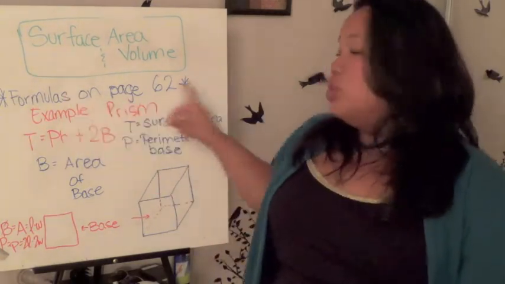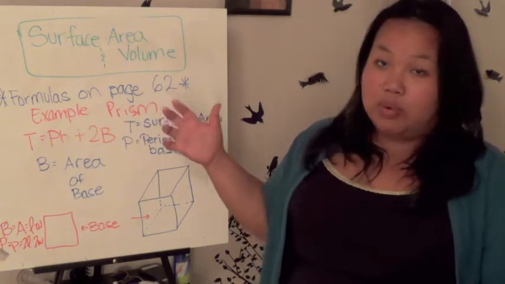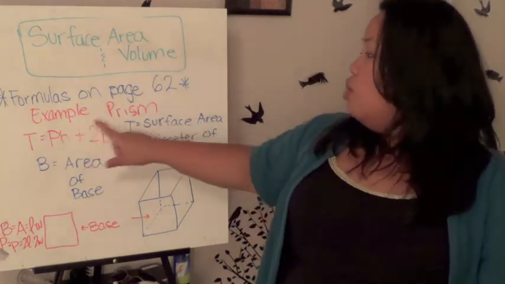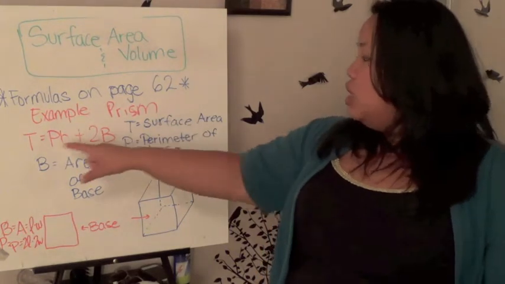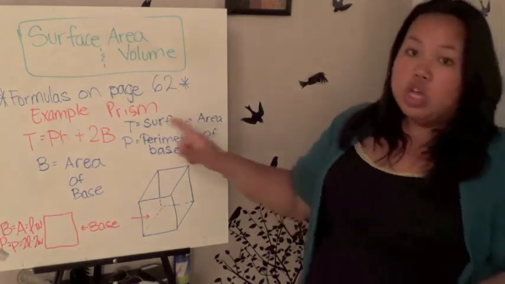So all the formulas are found in your book, page 62. But let's look at an example. If you look in your book on page 62, we're going to take the equation of a prism. This is the equation of a prism. Capital T represents the surface area. So we're talking about the surface area.